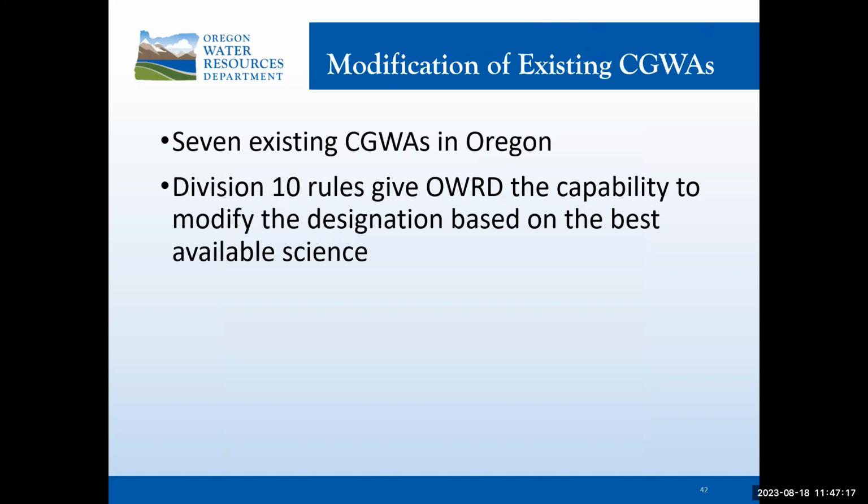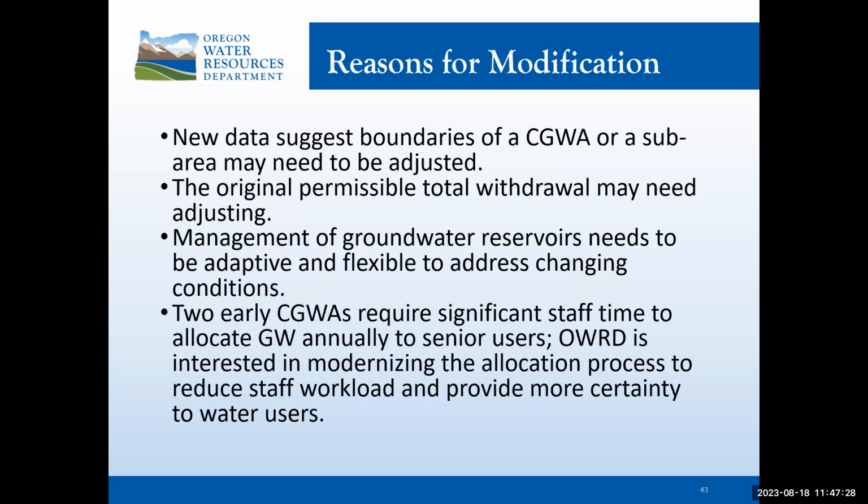So the Division 10 rules that are proposed for the Commission to adopt give the Water Resources Department the capability to modify the designation based on the best available science. And so the reasons the department needs to be able to modify critical groundwater areas are listed here. And they include that new data could suggest that boundaries of the critical groundwater area or a subarea may need to be adjusted. So there may be additional scientific evidence that comes out that says we should change the boundary of a critical groundwater area. It's also possible that the original permissible total withdrawal may need adjusting. So we need to be able to adaptively manage.